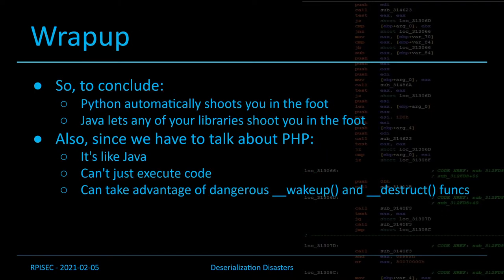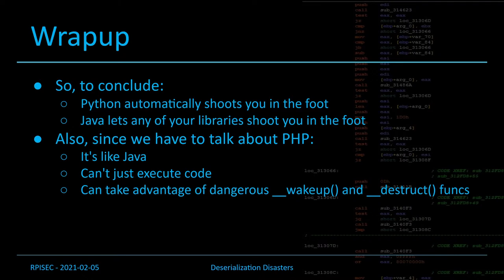So, to wrap things up here, Python just immediately shoots you in the foot if you deserialize untrusted data. You can literally just run code. It's actually pretty funny. I was surprised by how straightforward it was. By comparison, Java allows any of your dependencies to shoot you in the foot, or any of their dependencies, recursively. So you can get in trouble there.